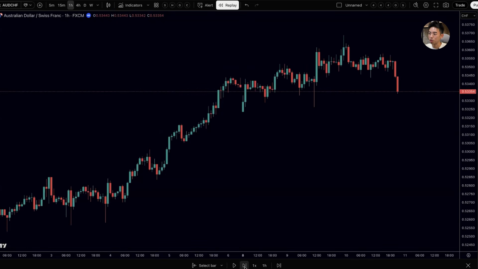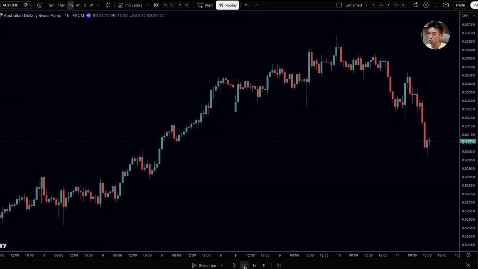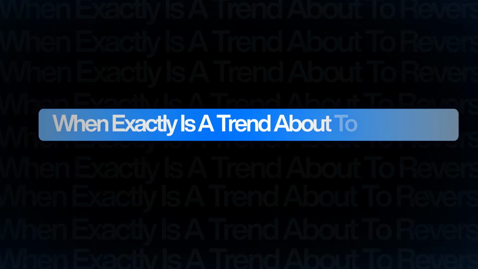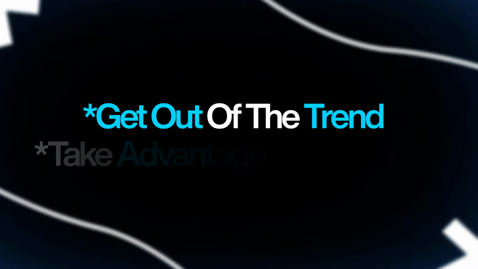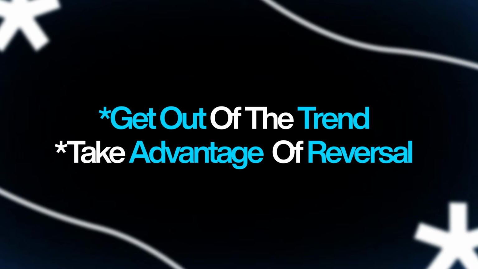But see what happens here. We break down towards the downside and price started to pull back, and then right from there, we started to move towards the downside. And in this video, I'm going to talk about when exactly a trend is about to reverse, what are the signals and signs that the market is telling you ahead of time, in order for you to first get out of the trend and take advantage of the reversal that's happening to the trend, in order for you to achieve results just like this.